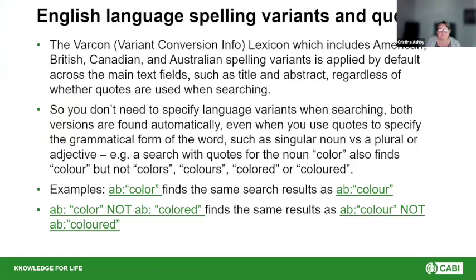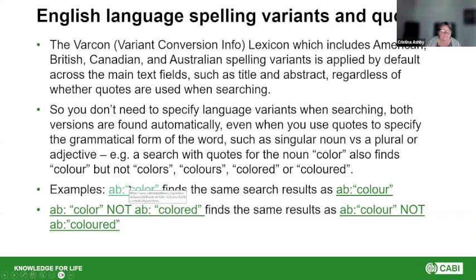Right. So the kind of exception to the control part that I was just saying is when you have spelling variants. So when you have American, British spelling, Canadian, etc., spelling variants. And the CDL uses something called the VARCON, or Variant Conversion Info Lexicon. And it's applied by default across all of the text fields, regardless of whether or not quotes are used when you're searching. So either with or without quotes, you'll still find both variants of the word. So if you search for color, the American spelling, you'll find the same results as if you're searching for color in quotes with the British spelling.